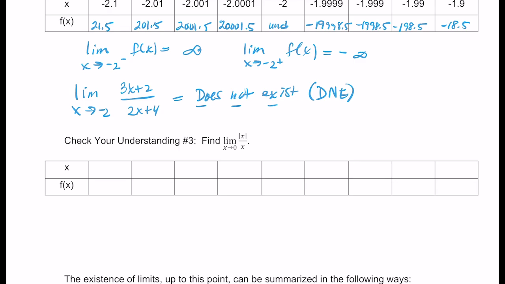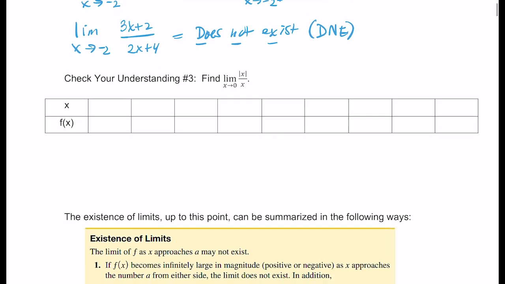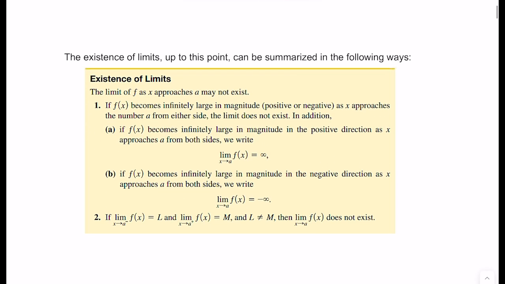Okay, you can try the next one. In the next one, it's an absolute value. And you can also try creating your own table for that one, okay? And then you can unpause the video when you're ready.